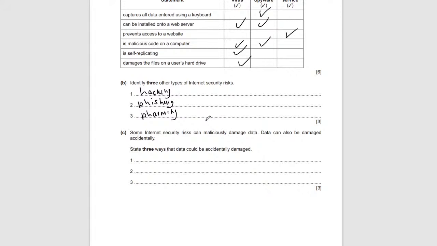Some internet security risks can maliciously damage data, and data can also be damaged accidentally. State 3 ways that data could be accidentally damaged. Number 1, you would say by mistake, basically the user's human error. So you would write human error. Then you can also write power outages. That one will give you something. So power failure. And then you can also say fire or a flood or something like that.